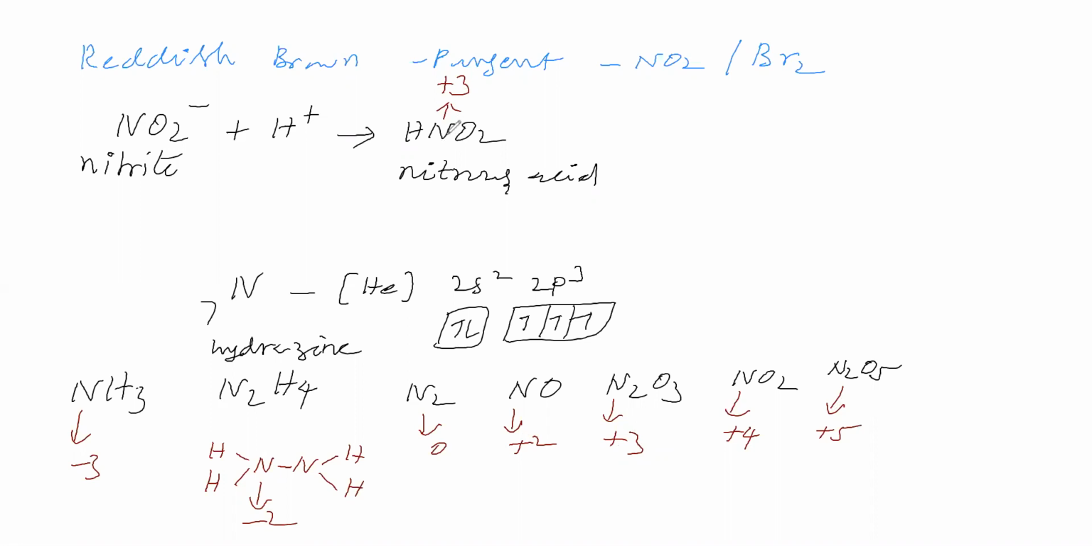Here nitrogen is having +3 oxidation number. This +3 oxidation number can go for oxidation like this, or can go for reduction like this. Two possibilities are there. Sir, for what possibility does nitrous acid go? Nitrous acid, HNO2, can go for disproportionation. Disproportionation in the sense that the same substance undergoes both oxidation and reduction.